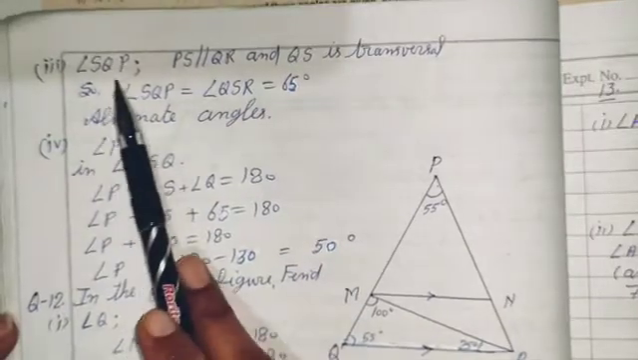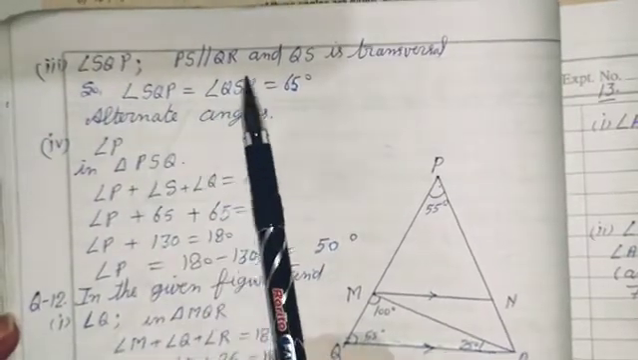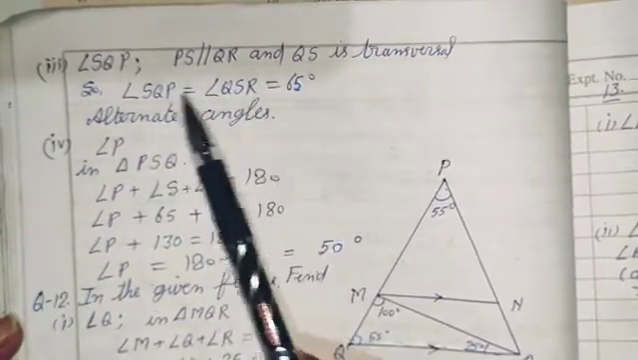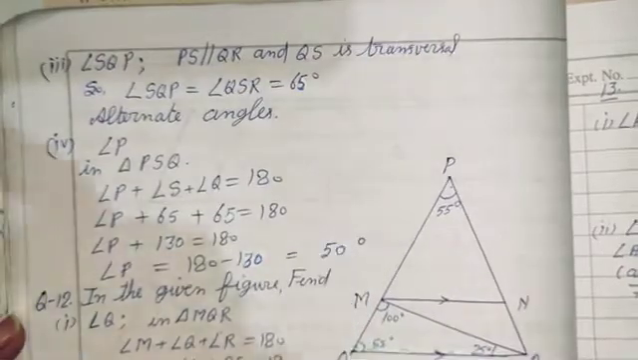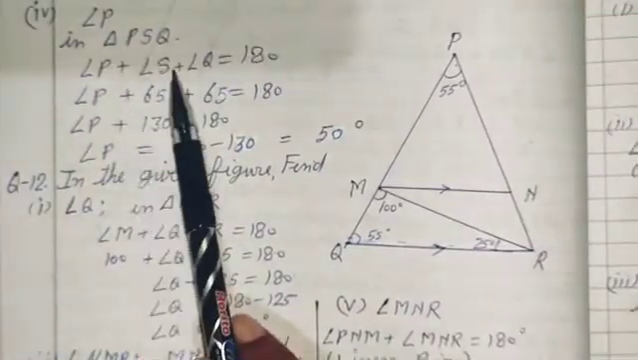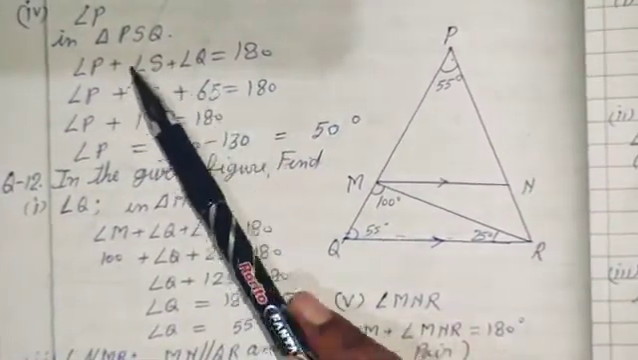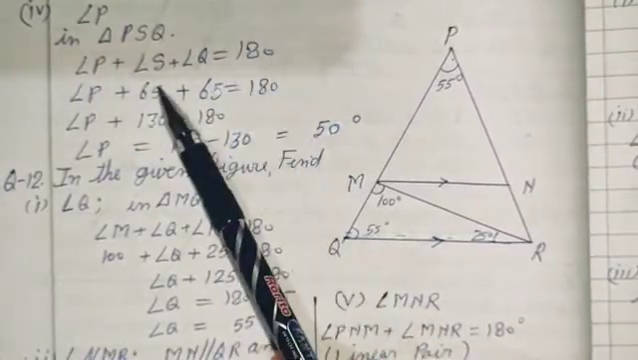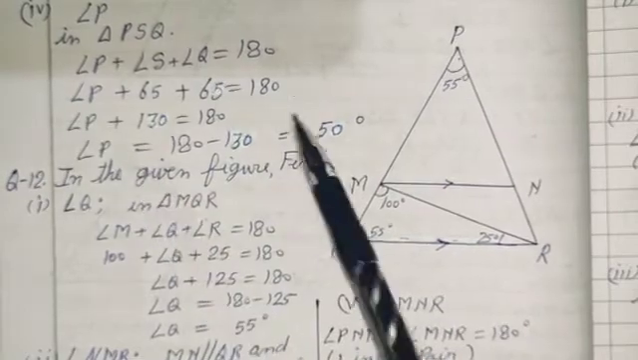Now triangle SQP, PS is parallel to QR and QS is transversal. So angle SQP is equal to angle QSR, alternate angles, and it will be equal to 65 degrees. For angle P in triangle PSQ, by using the angle sum property, the angles sum to 180 degrees. We know the values of S and Q, so the value of angle P equals 50 degrees.